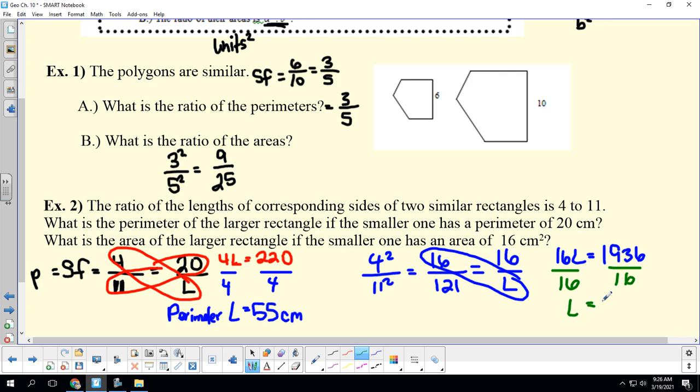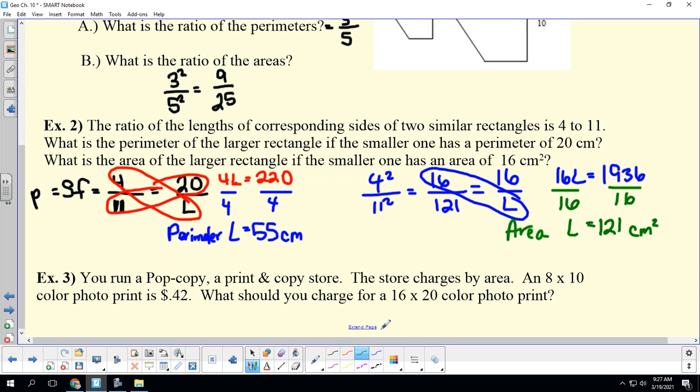All right, so the area of the larger one is 121 centimeters squared. So we are going to use the scale factors to find missing sides. Pretty exciting.